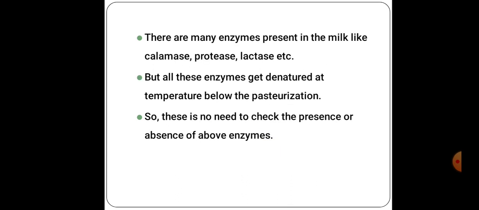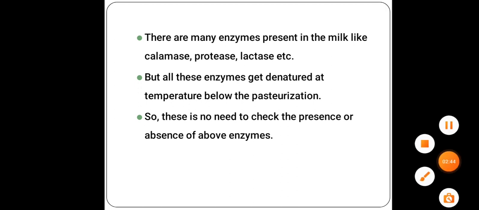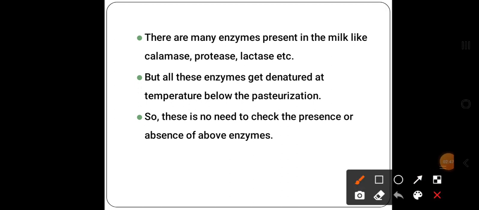There are many other enzymes present in milk, such as catalase, protease and lactase. But alkaline phosphatase is used to check the quality of milk, because it is denatured at the pasteurization temperature, whereas all these other enzymes get denatured at temperatures below the pasteurization temperature.